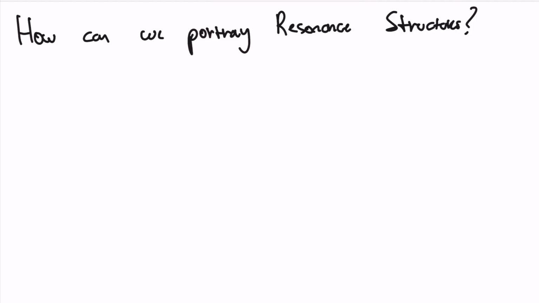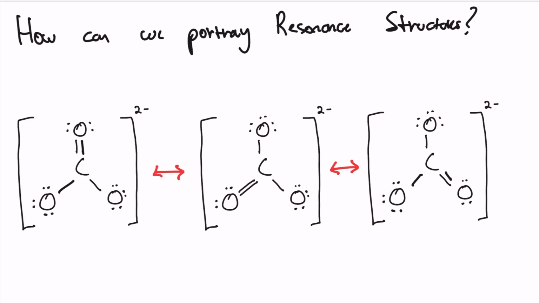Moving on to the last part of the video, how can we portray resonance structures? Pretty much the same way I did for carbonate. We would need to draw out all possible Lewis dot structures for the model, as I've done below. Notice how I've also drawn a double-headed arrow connecting each structure. We do this to show that the different structures are contributing to the overall hybrid molecule, not flipping between one another.